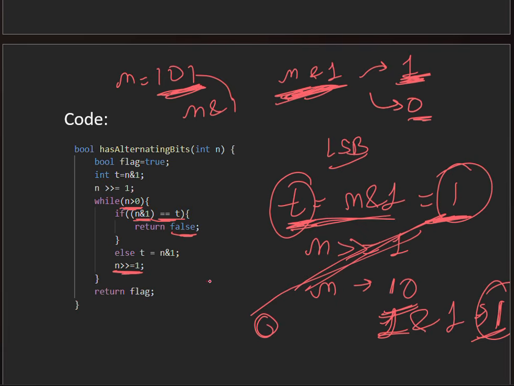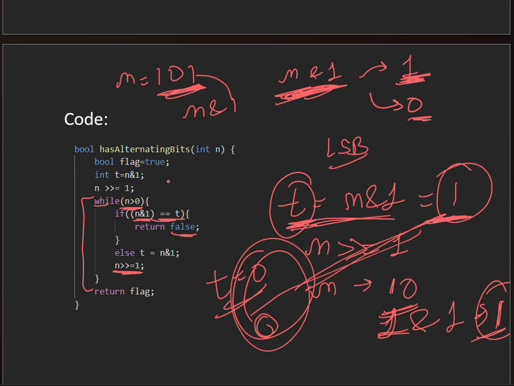So now our t is equal to 0. So these two are also not equal. So again this condition is not satisfied, means these two are also different. So in the while loop this statement is never executed, so at the end we'll be returning the flag, that is true, right? We'll be returning true.